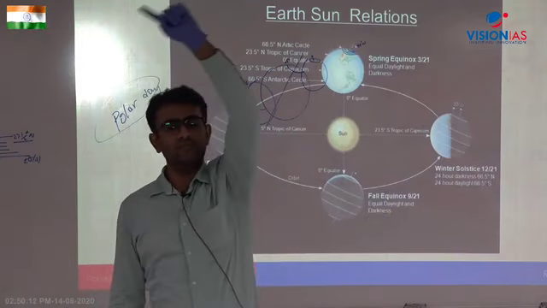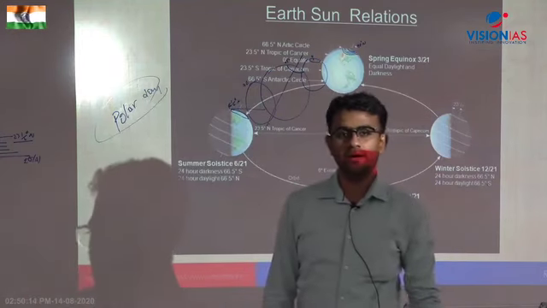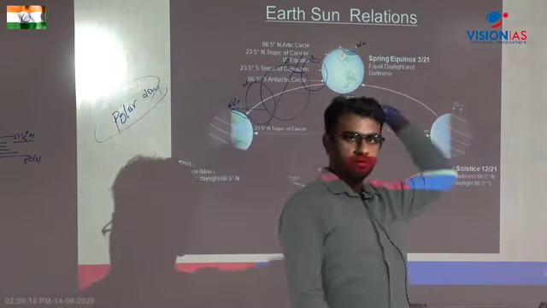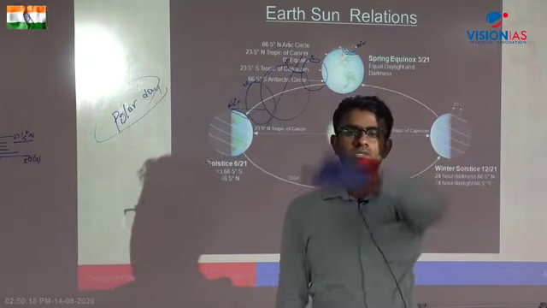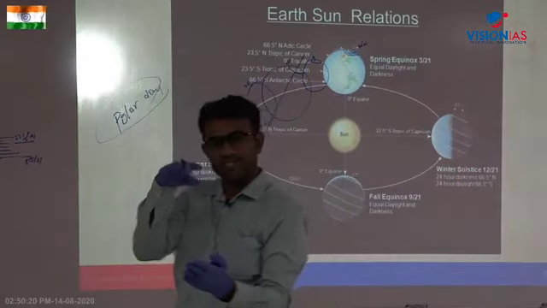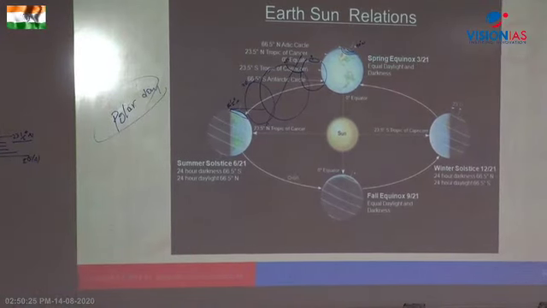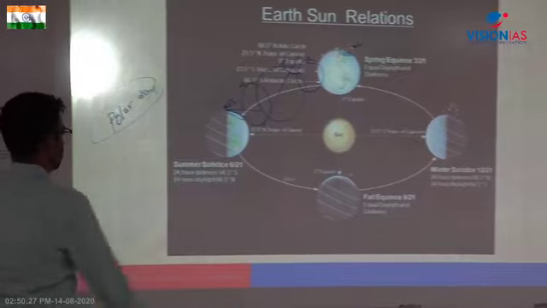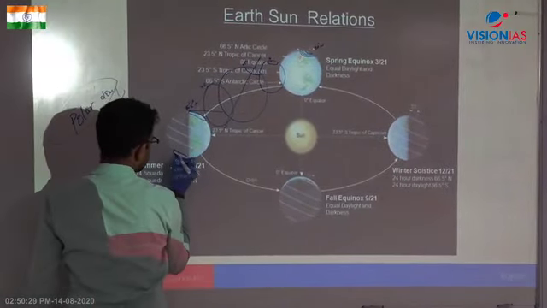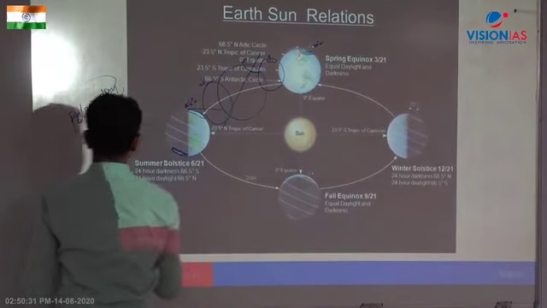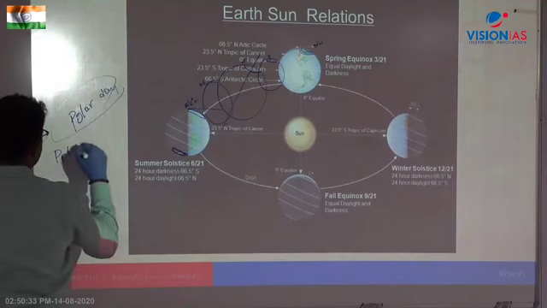It will never come to the overhead. Sun is always near to the ground. It takes a complete circle like this. That's why the sun rays are always slanting. So if this is polar day, the portion which is completely away from the sun is called as polar night.